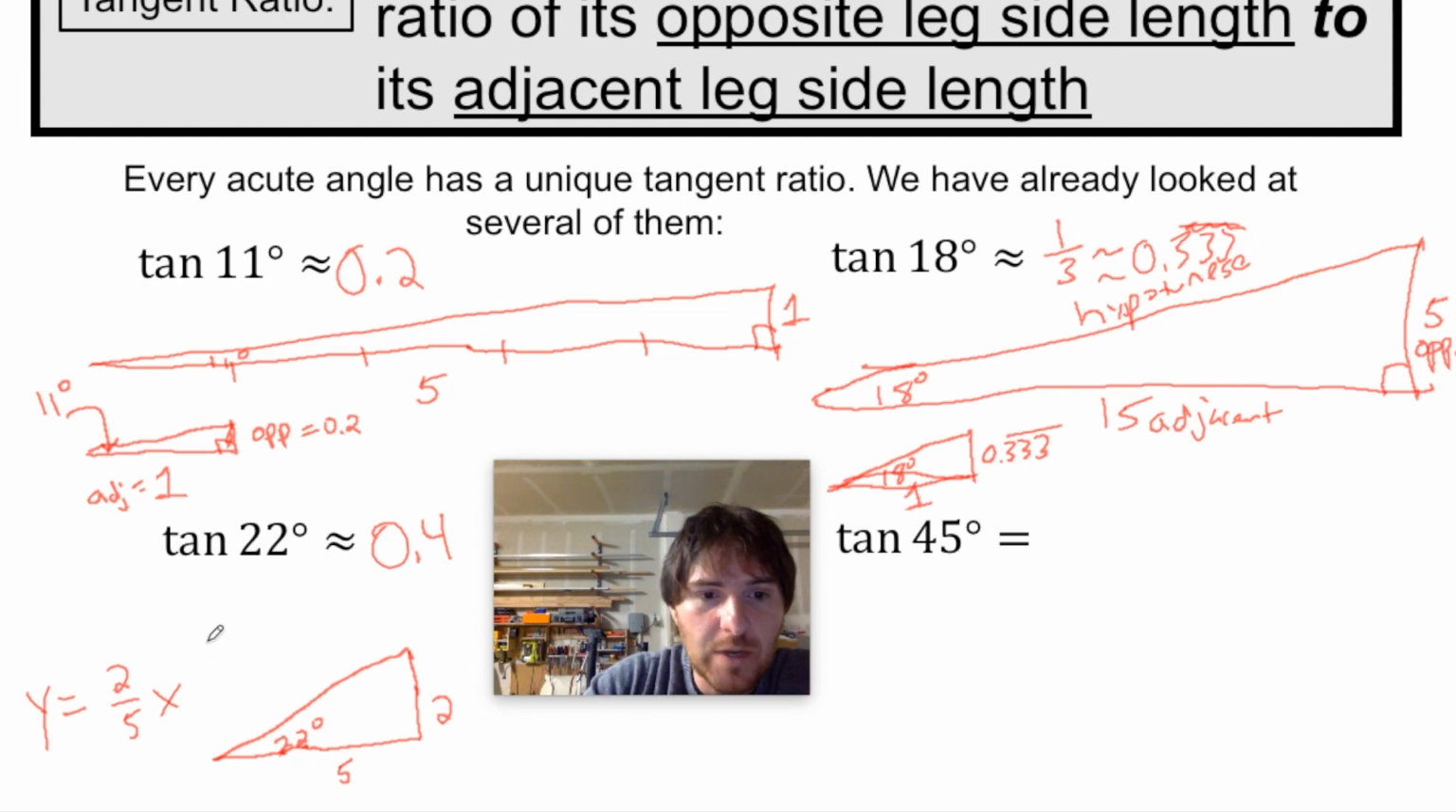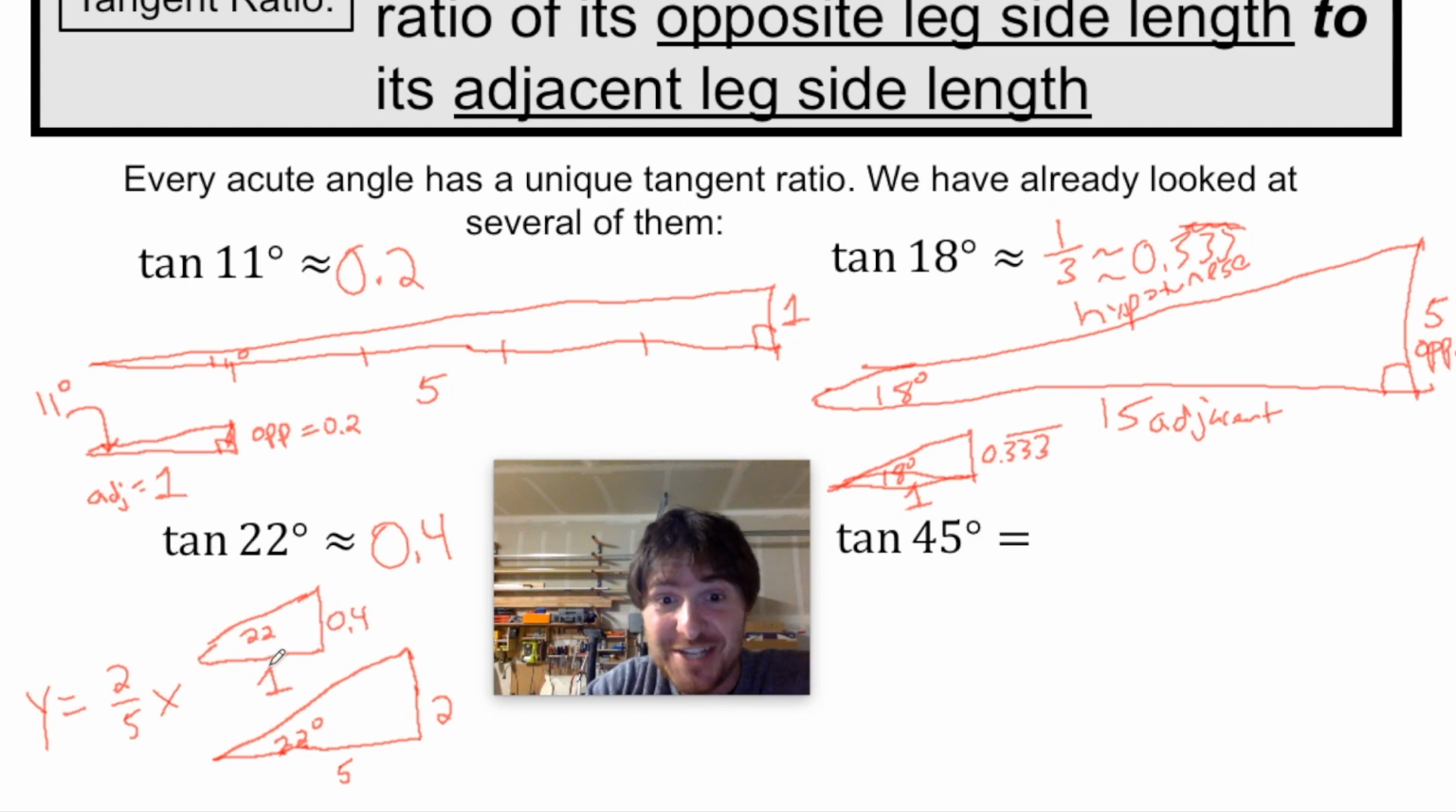But if I have a 22-degree angle, and maybe it's about 22 degrees, I'm not sure, but let's say that this is 1 right here, then this is going to be 40% the length of the adjacent side. Opposite over adjacent is in a 0.4 to 1 ratio, or a 2 to 5 ratio if you wanted a more precise fraction.